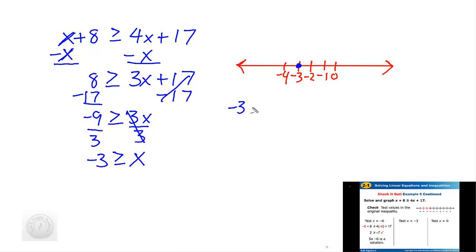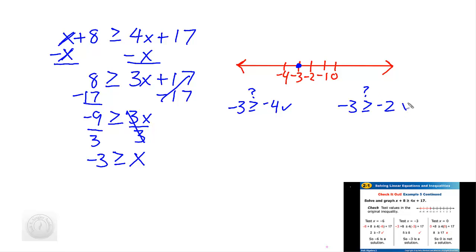Is negative 3 greater than or equal to negative 4? That is true. So I know that this side contains the values I want to shade. What if I chose the other side? Let's say I chose negative 2. Is negative 3 greater than or equal to negative 2? That is not true. So I'm going to not shade this side.